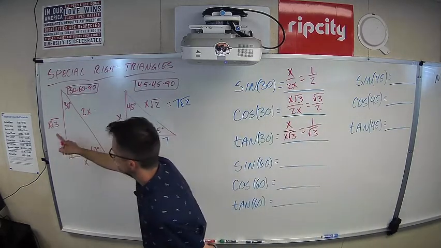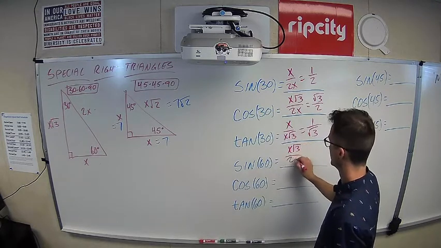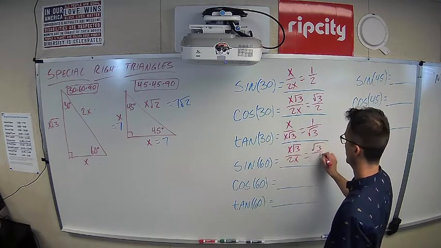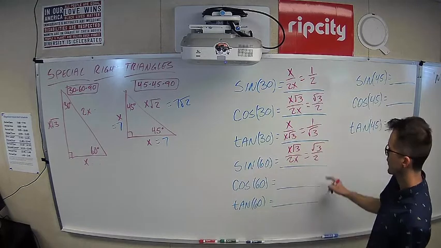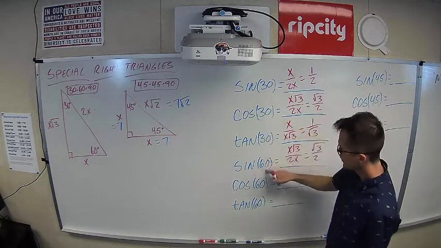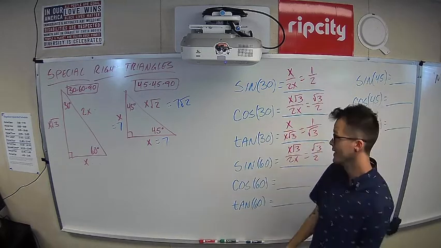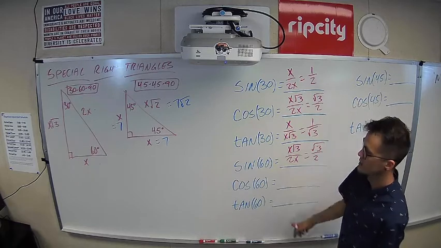Opposite over hypotenuse. x root 3 over 2x, which is root 3 over 2. No surprise that we have similar answers here. We know that when we have complementary angle measures, the cosine of one is going to have the same value as the sine of the other. So we should see something similar down here.